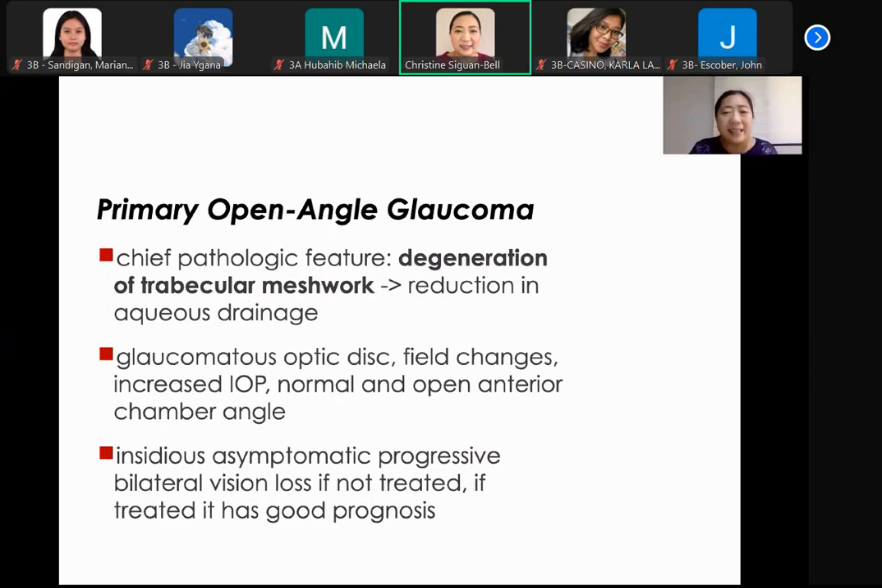At the start, it could be asymptomatic or painless, but it is progressive and sometimes becomes bilateral if the vision loss is not treated. But if detected early through proper glaucoma screening, then it has a good prognosis as you are able to halt the vision loss or the blindness.